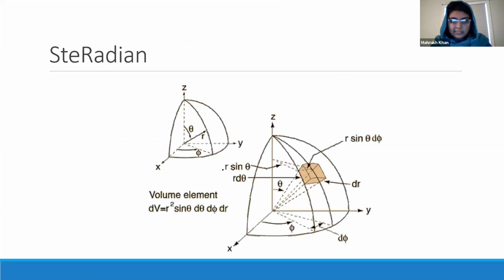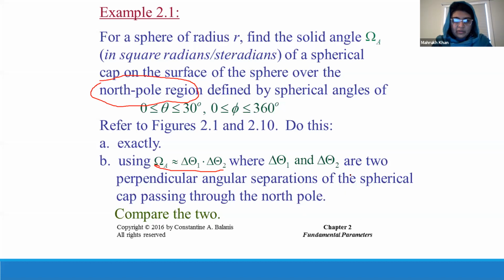So if you think of this as the Earth, they want to know this angle separation. They say it will be just the multiple of del theta, which we are doing here. We should not put too much energy here. But in astronomy, they say that the solid angle is just a multiplication of two perpendicular angular separations. So we need to compare both of them. Let's see.